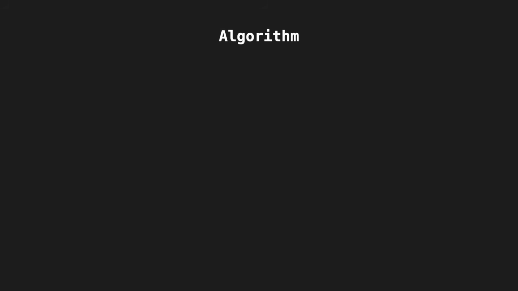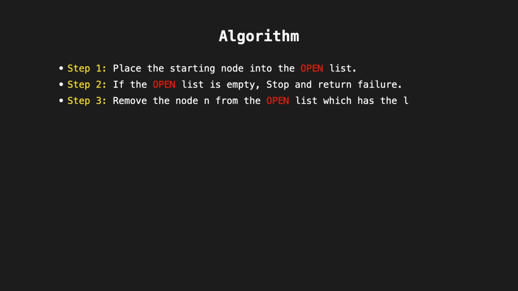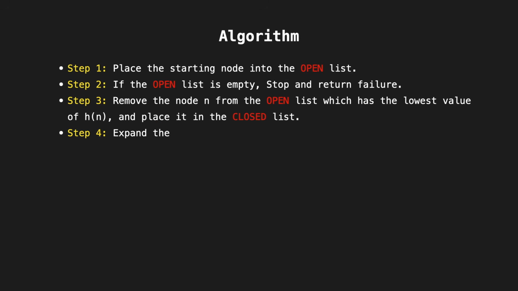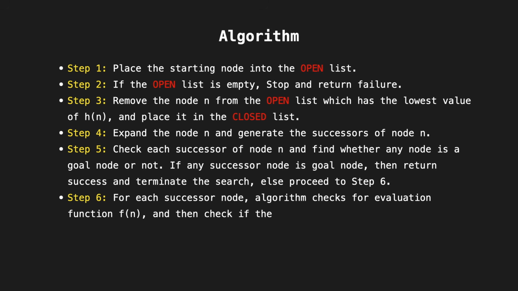Now let's look at the algorithm. Step 1. We place the start node in the open list. Step 2. If the open list is empty, we stop and return failure. Step 3. We remove the node with the lowest h of n value from the open list and place it in the closed list. Step 4. We expand this node and generate its successors. Step 5. We check the successors if it is the goal node or not. If any node is the goal node, return success, else proceed.